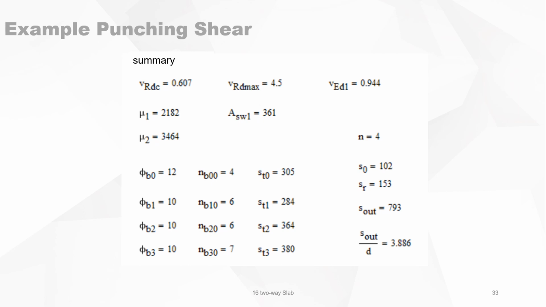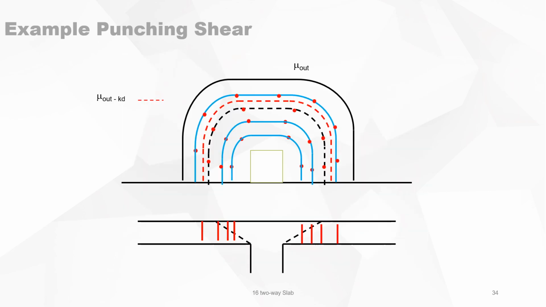Again, we give a summary and a drawing, and you will see on the drawing that we have 4 perimeters of reinforcement, and the first perimeter has 4 diameters, and the second perimeter has 6 diameters, and so on. And then you can make a little sketch denoting where the reinforcement must be put.